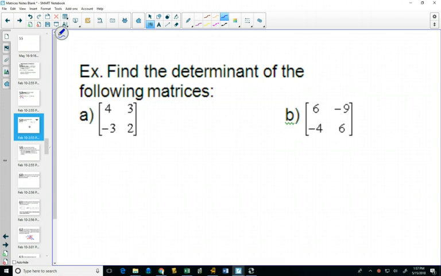So on this one, for the determinant, you would get 8 on this diagonal, and a negative 9 on that diagonal. And if you did 8 minus a negative 9, you would add, so you would get 17.